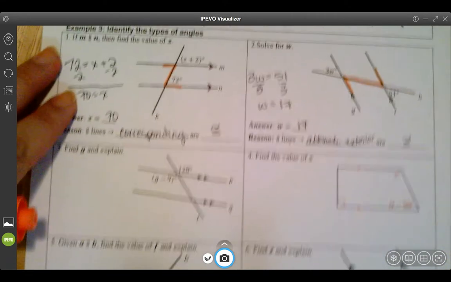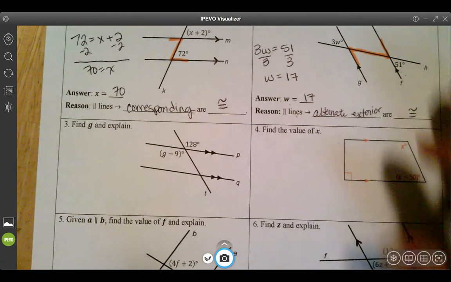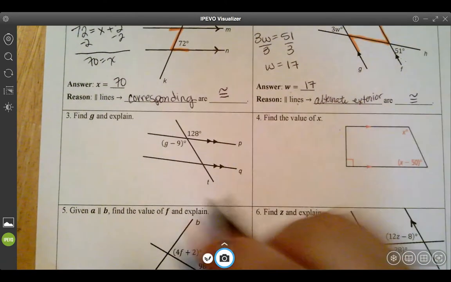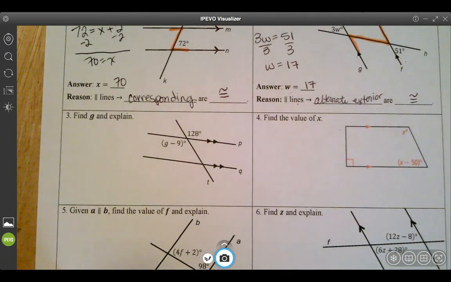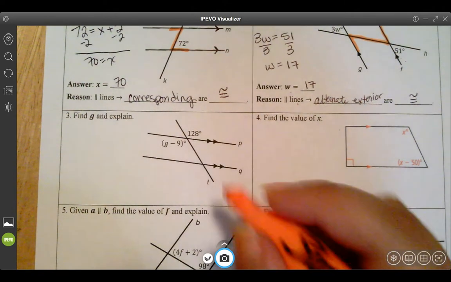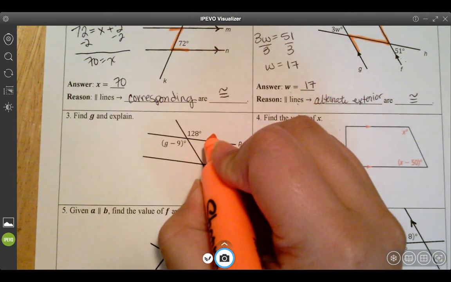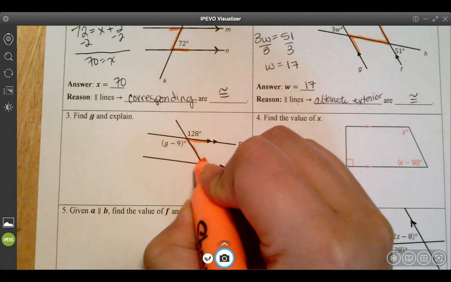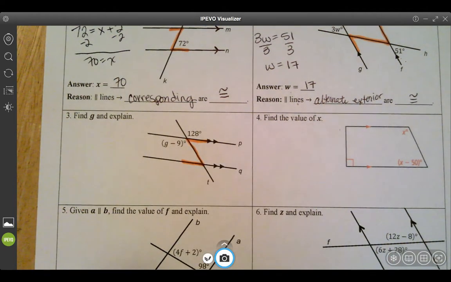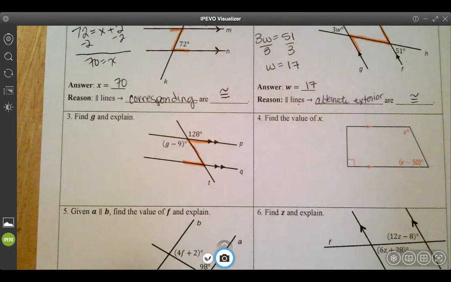Let's look at number 3. Find G and explain. So we're doing the same steps, but it's slightly less scaffolding, meaning less instruction. Okay. So again, I'm making this a habit. I'm going to write my Z. Now this is going to be a backward Z, just so that I can make my Z always the acute angle. You don't have to do that, but I do think it makes it clearer when it actually looks like a Z shape.